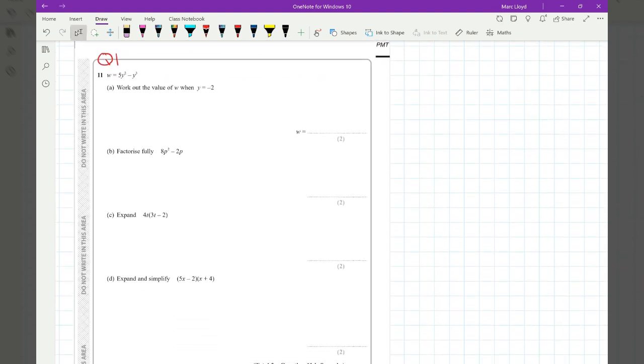Question 1, and I've just realised I don't have my calculator, so hopefully I can get away with this. But we've got a bit of algebra. Always nice to start with a page of algebra. So work out the value of w when y is -2.